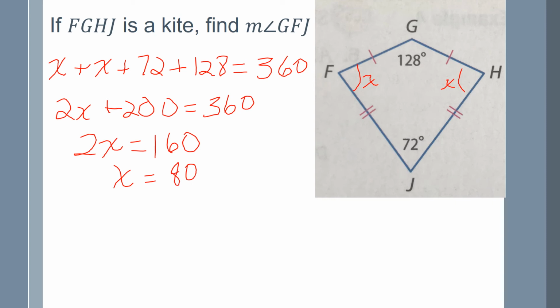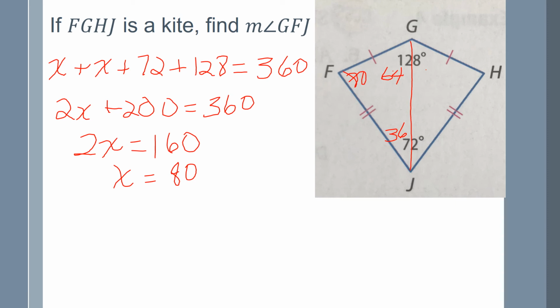Okay, so another way we can do this is we can take this idea where if I draw a diagonal from G to J, I know that those two triangles are congruent. So I know these angles are going to be cut in half. So half of 128 is 64, half of 72 is 36. Those add up to 100, so this one has to be 80.